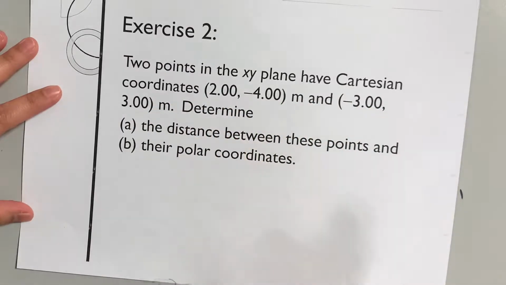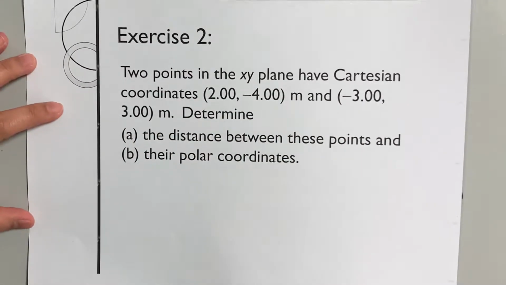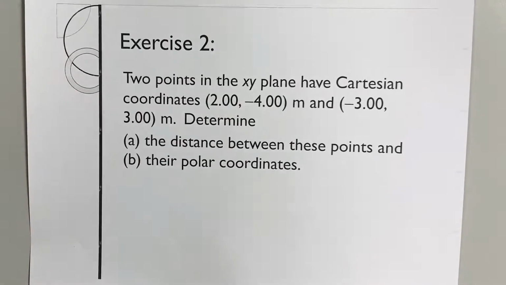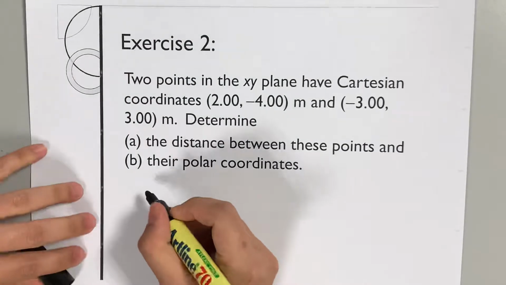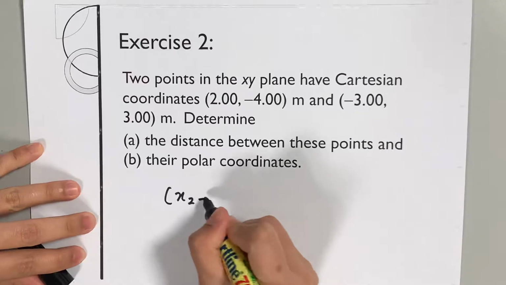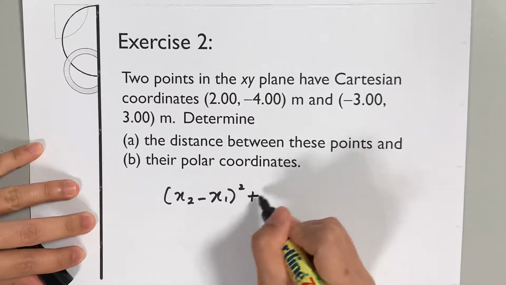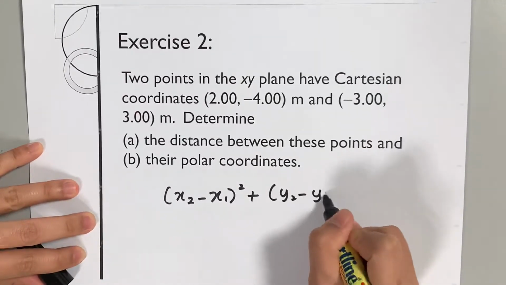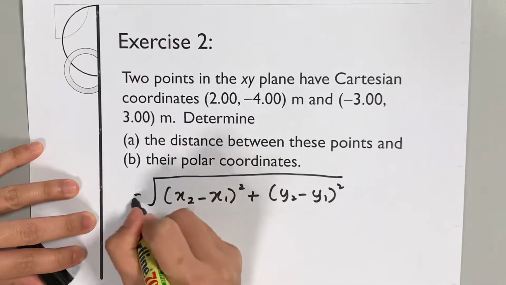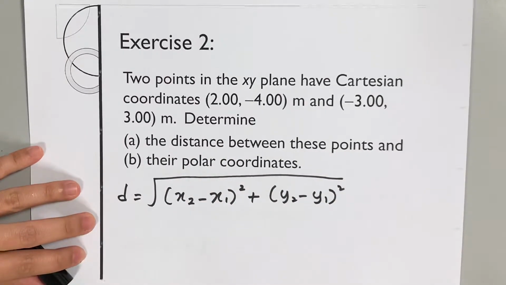Determine the distance. What's the equation for distance that you learned at school? We haven't learned it in vectors, but you learned at school how to find distance. What's the formula for distance? The square root of x2 minus x1 squared plus y2 minus y1 squared is equal to the distance.